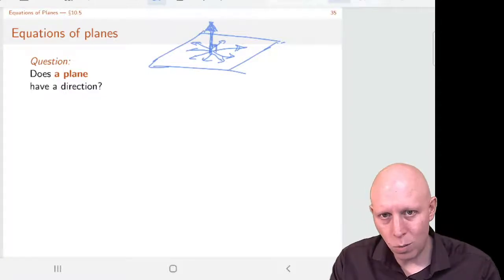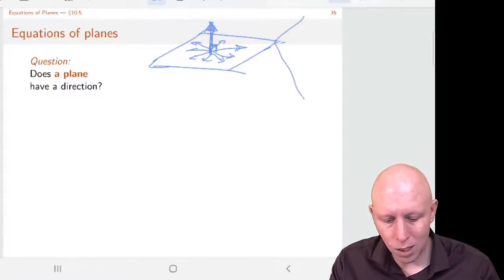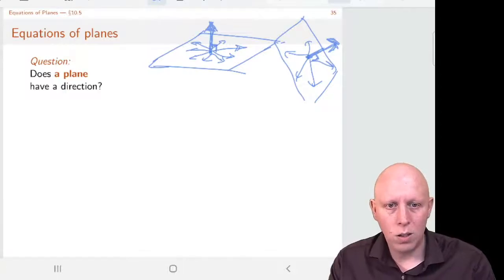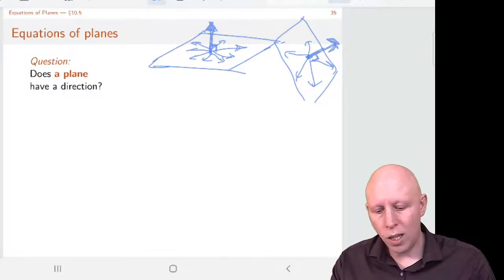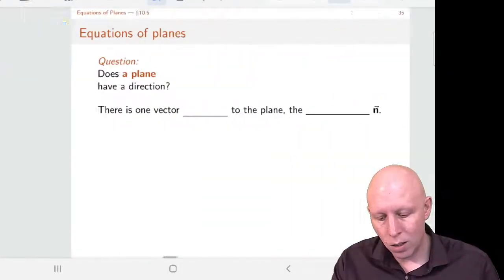So no matter what the plane is, if we were to rotate, if the plane looks like this, here's a plane, and we've got these points, and we're on this plane. Well, there's always one vector that's perpendicular to the plane. All right, and so just like a line has a direction, a plane has an associated vector to it. So let's write down these things.